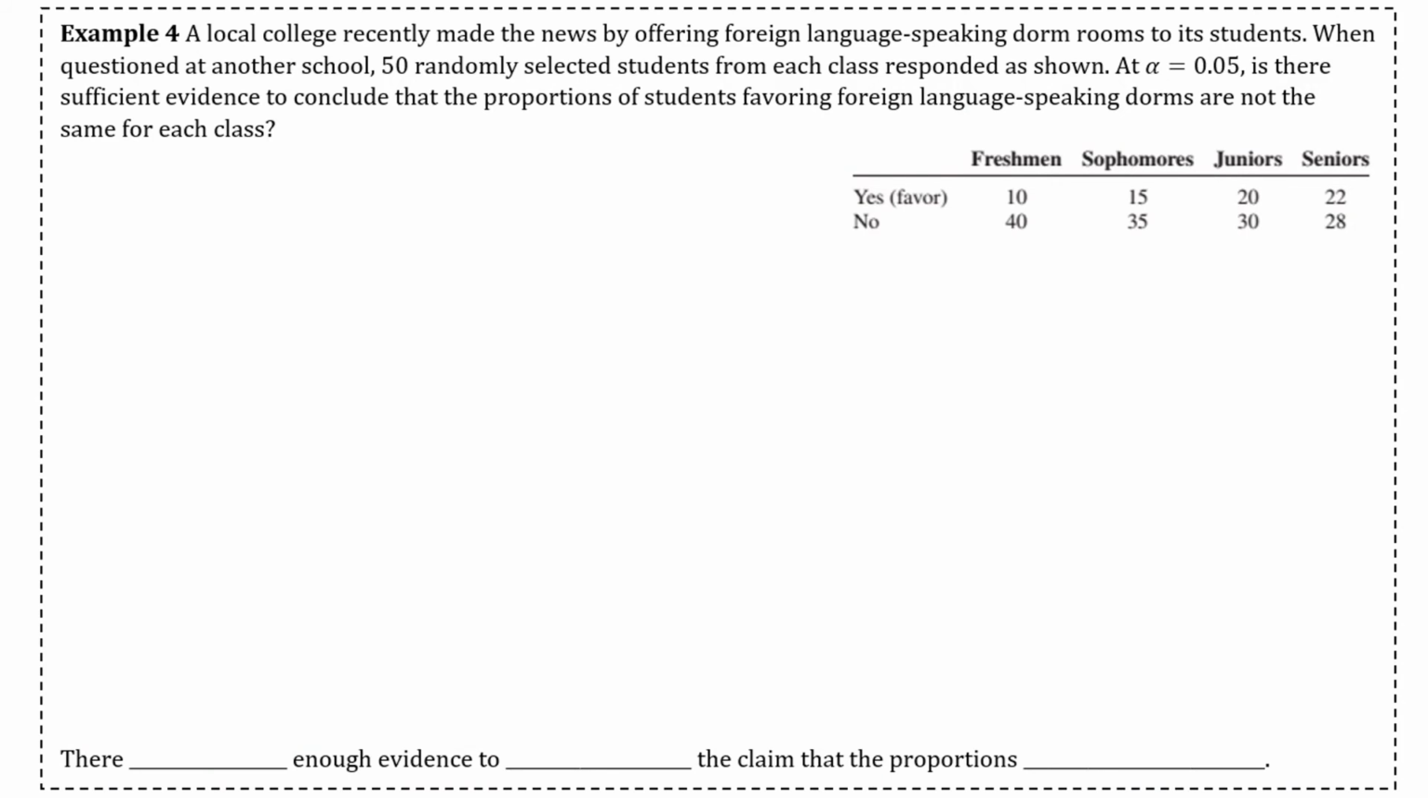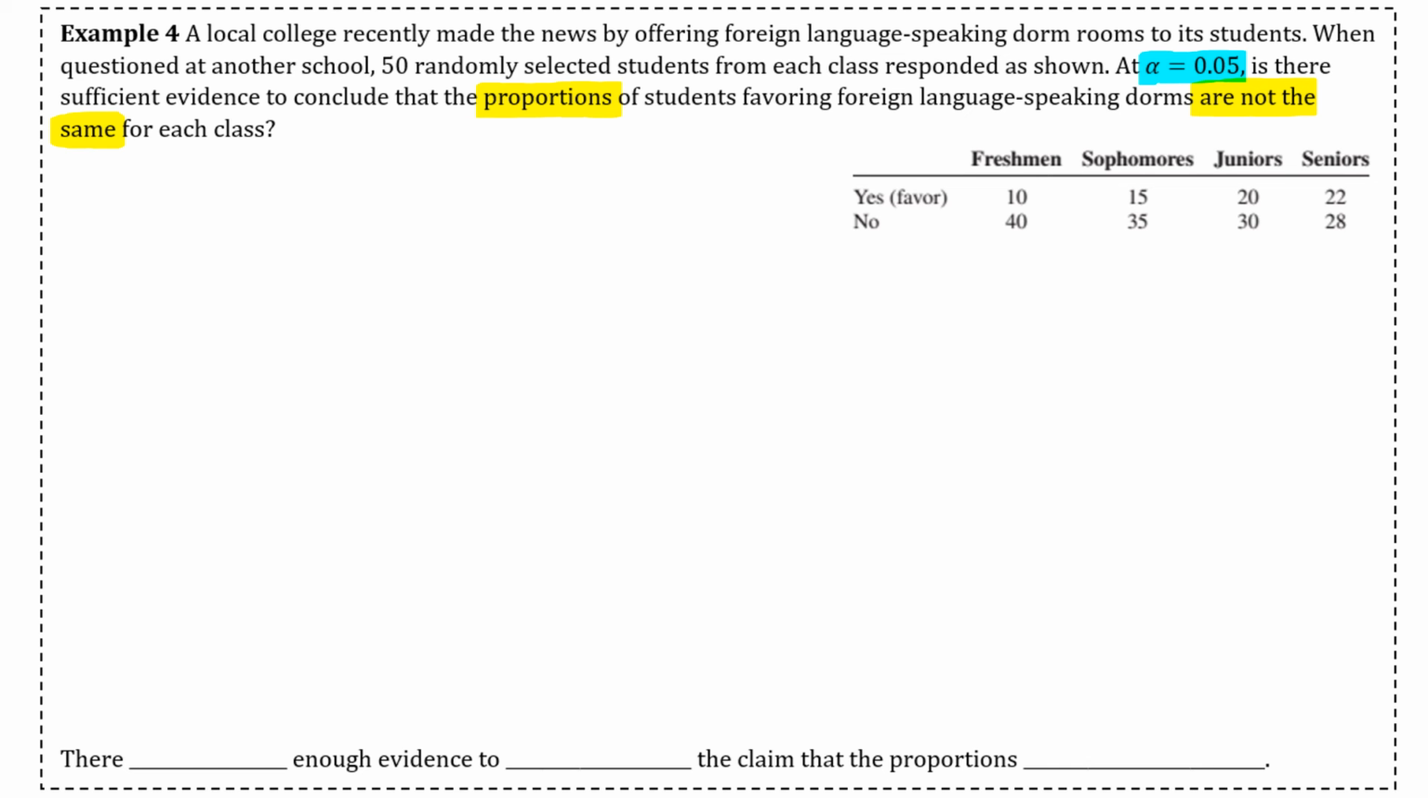Okay, so I'll get us started with this last example here, but I will have you tell me the p-value for this one. It says a local college recently made the news by offering foreign language speaking dorm rooms to its students. When questioned at another school, 50 randomly selected students from each class responded as shown, alpha is 0.05. Is there sufficient evidence to conclude that the proportions of students favoring foreign language speaking dorms are not the same for each class? Okay, so we're talking about proportions.